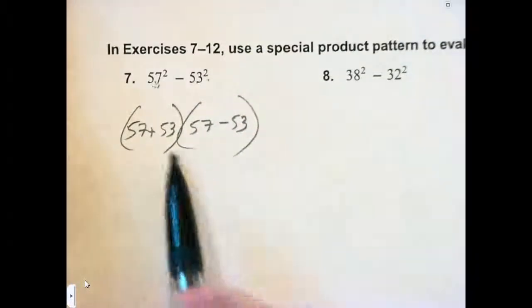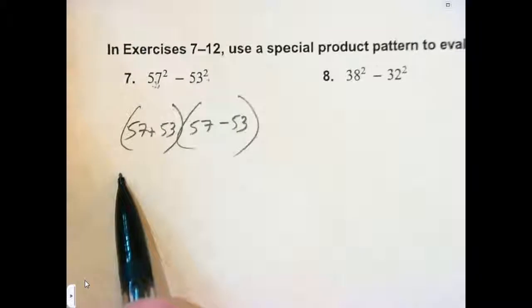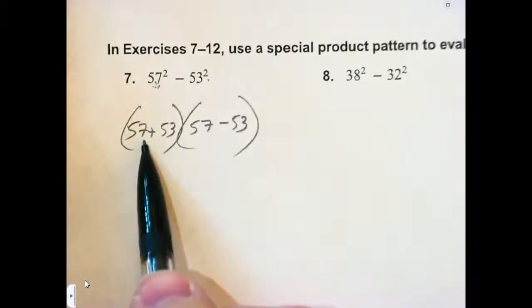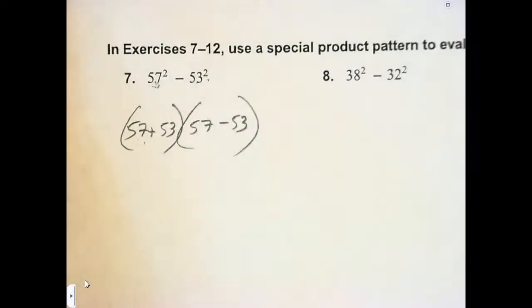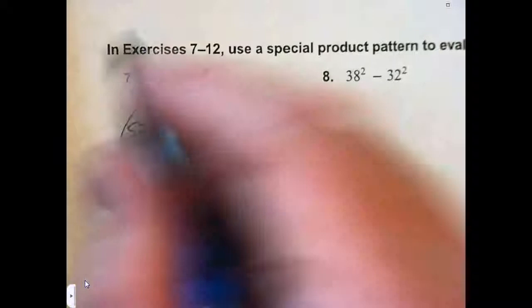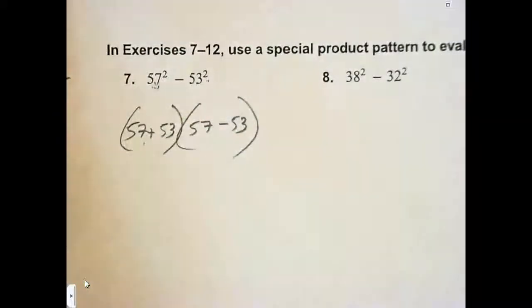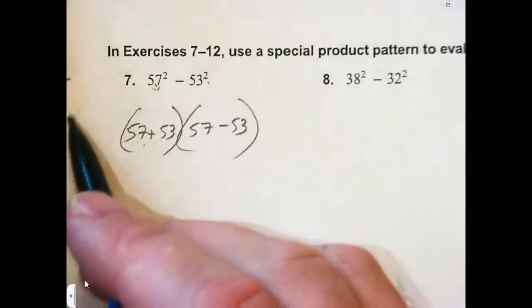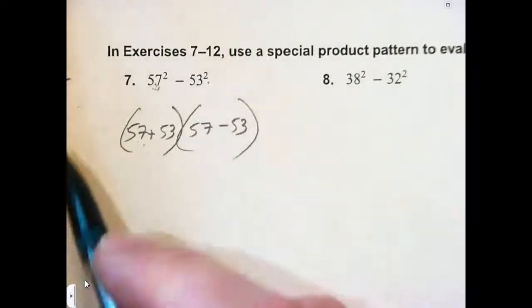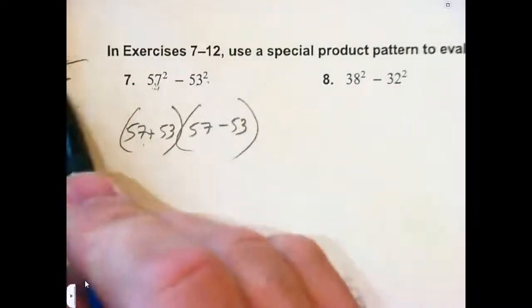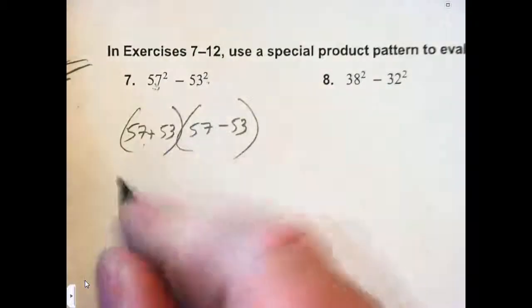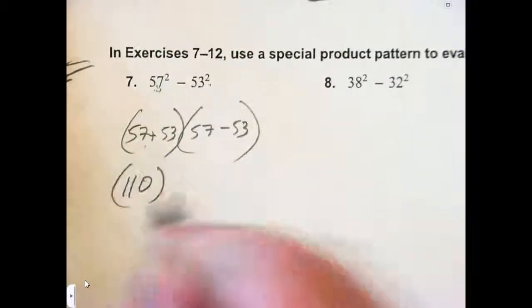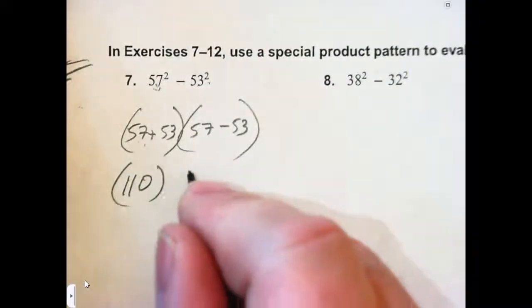So really what you're asking is, if you take the square root of a square, they cancel out, right? So take an easier number. If you had 4 squared, what is 4 squared? 16, and what's the square root of 16? 4. These two things cancel. That's what's happening here. What's 57 plus 53? 110. 57 minus 53? 4.